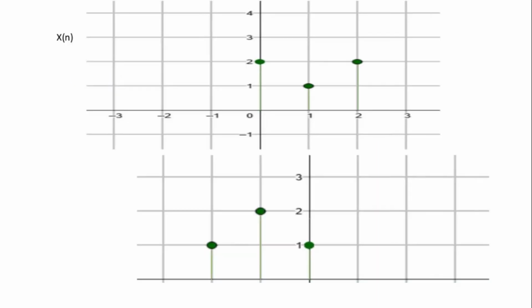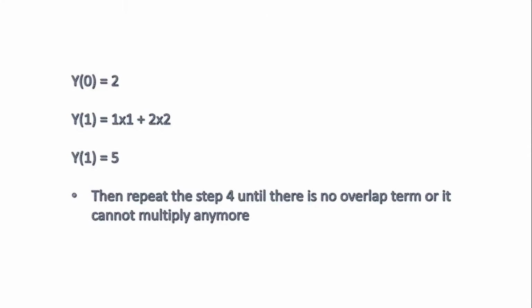Here you can see the h[n] that has been flipped and shifted to the right by 1. We can see the overlap is on the 0 axis, 0 and 1 of the x axis. For our y[1], the overlap is 1 times 1 plus 2 times 2, so we get 5 for y[1]. After that, we repeat step 4 until there is no overlap term or it cannot multiply anymore. Then we stop.